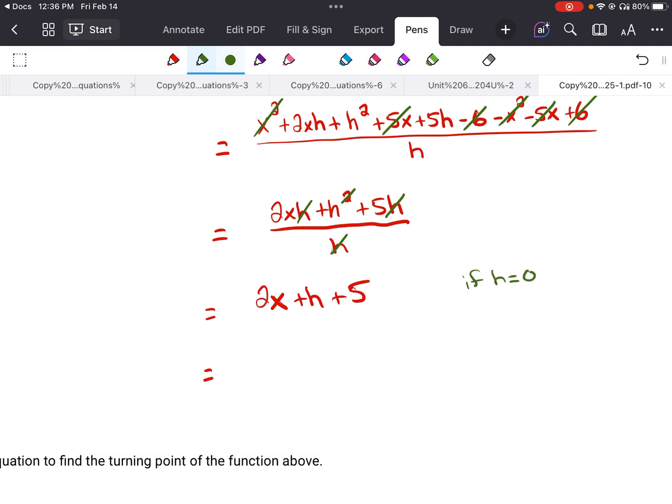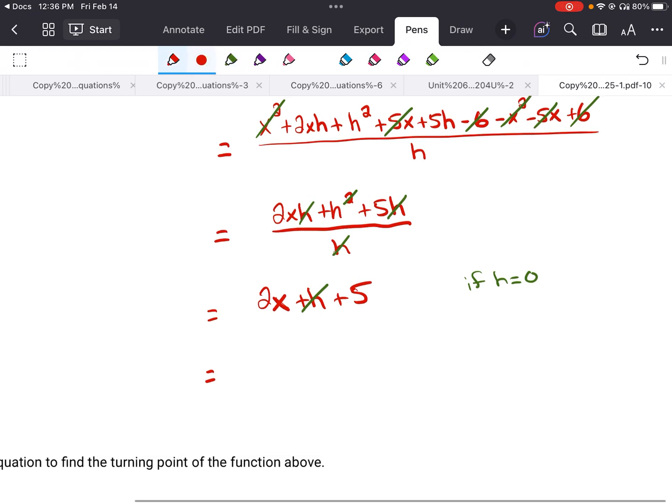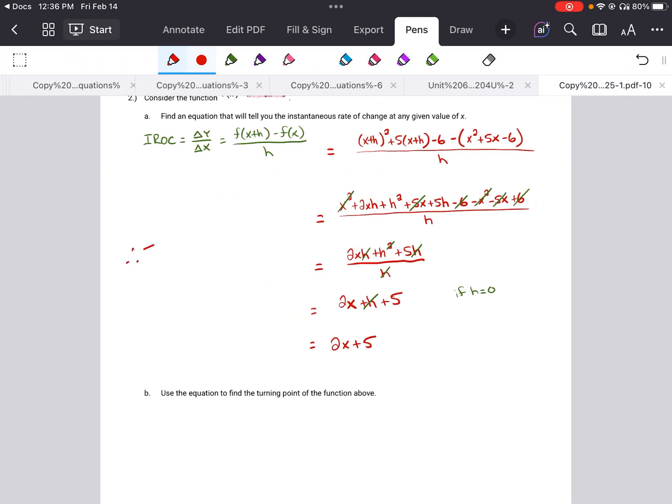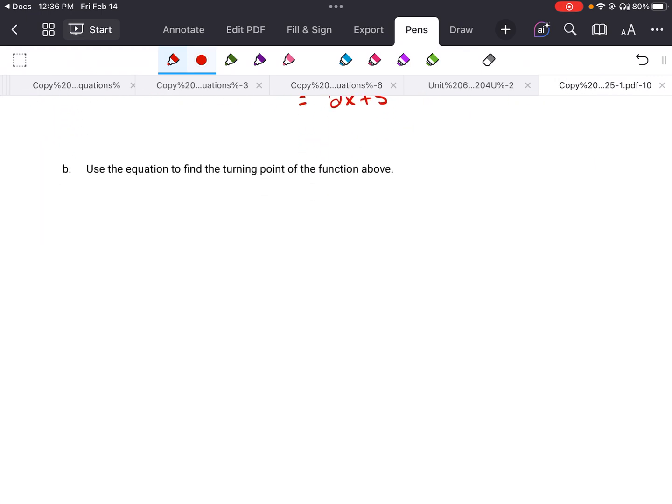Okay, so if h equals 0 or very close to 0, then we can get rid of that and we end up with a linear equation of 2x plus 5. So therefore the IROC of this equation is 2x plus 5. Okay, this is called a difference quotient. And why are we doing this?